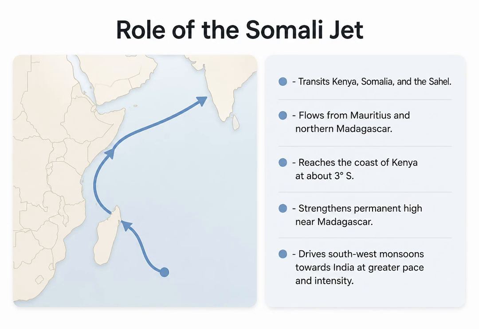Now let's look at another crucial low-level jet, the Somali jet. This jet acts as a massive accelerator for the southwest monsoon. It originates near Mauritius and Madagascar, flows toward the coast of Kenya, and then shoots across the Arabian Sea toward India. By strengthening the permanent high-pressure zone near Madagascar, the Somali jet acts like a slingshot, driving the moisture-laden southwest monsoon winds toward the Indian subcontinent with incredible pace and intensity.